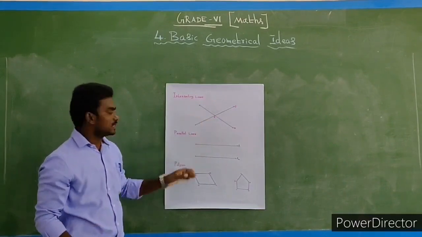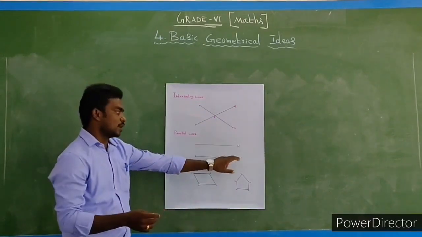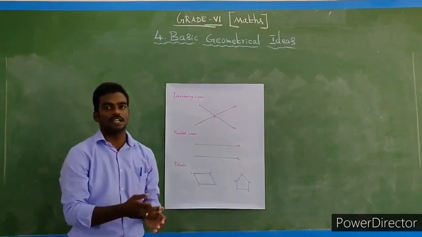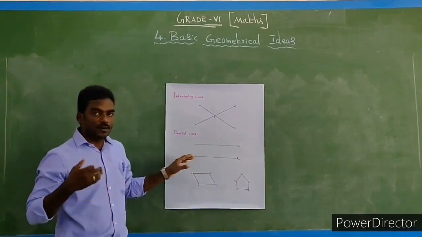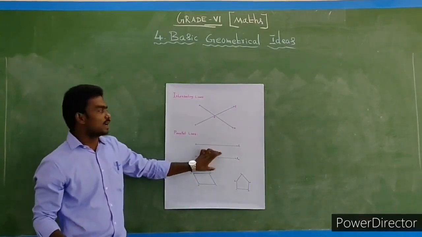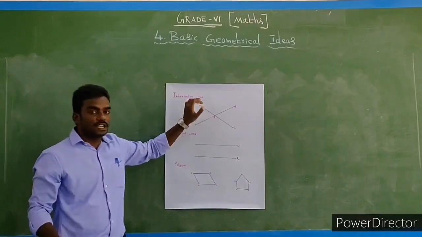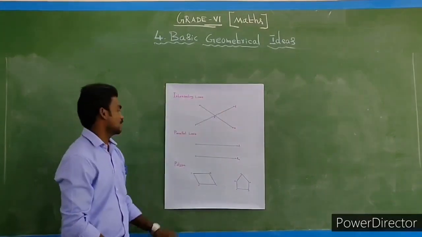And what are parallel lines? Parallel lines, such as L1 and L2, are two lines which do not meet at any point. Two lines that do not meet at any point are called parallel lines, and two lines intersecting at one point are called intersecting lines.